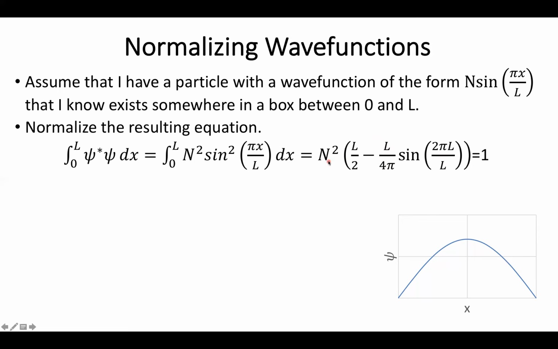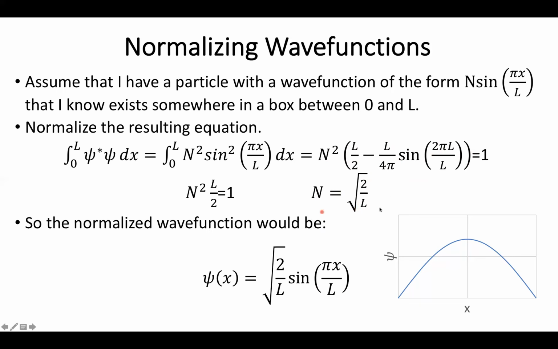So all we're left with is N squared over L times L over 2 equals 1. So we can then rearrange this and find that our normalization constant is going to be the square root of 2 over L. What this ends up meaning is that my normalized wave function is simply going to be inserting this normalization factor into the general wave function, which gives me a wave function of square root of 2 over L times sine of pi x over L.